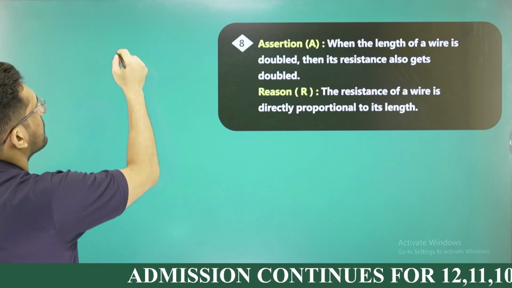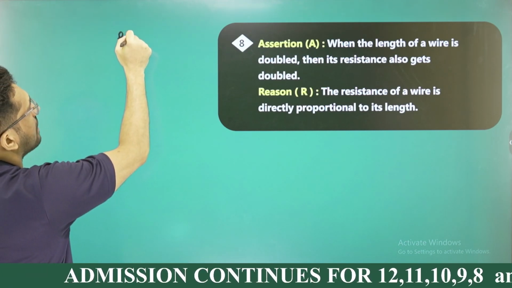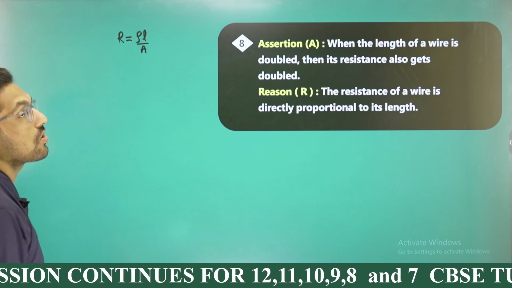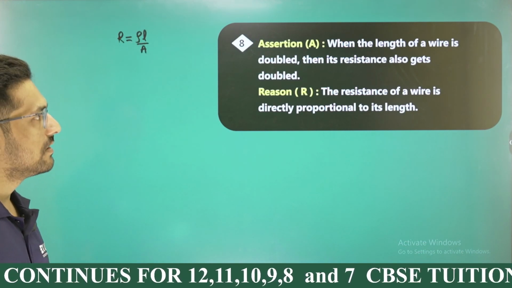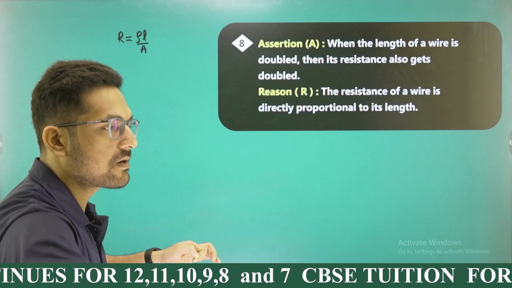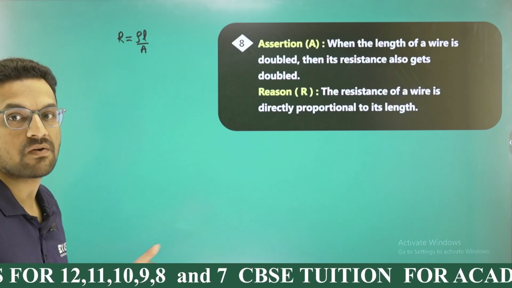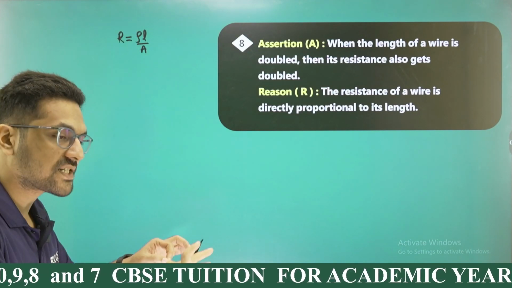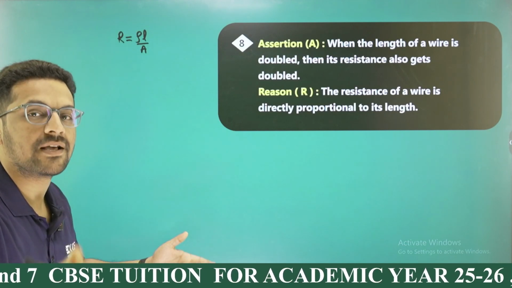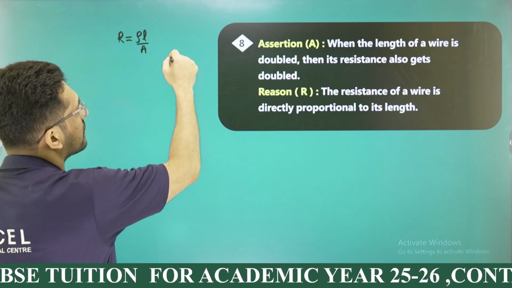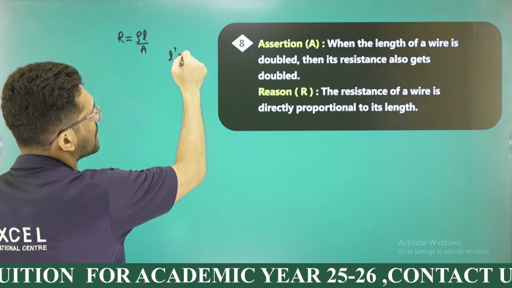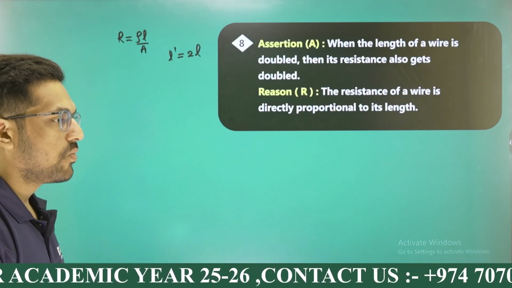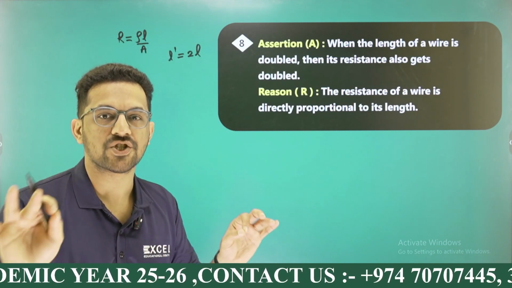What is happening here? The resistance R can be written as rho L by A. Isn't it? If you are stretching that wire, the resistance of a wire can be written as rho L by A. If you are stretching that wire to double its length, the new length can be written as L dash. L dash is equal to 2 times L. Right. Okay.